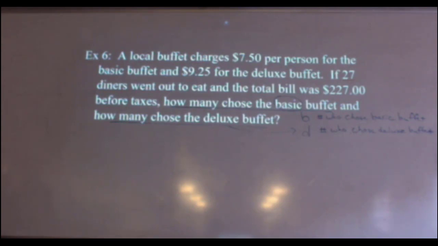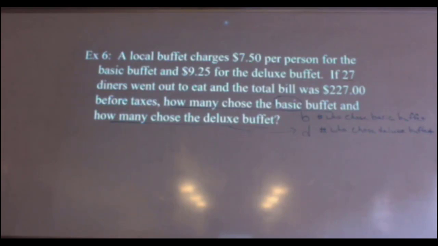Okay, let me ask you another question. If I told you that 20 of them chose the basic buffet, how many are left to choose the deluxe buffet? 7. 7, right? Well, what if I told you that 10 of them chose the basic buffet? How many are left to choose the deluxe buffet? 17. Now, how do you know that? Two different people answered that question. How did you know?